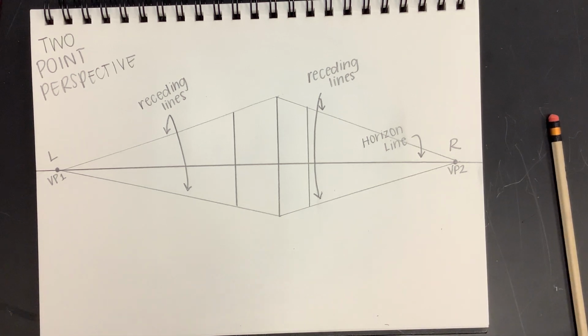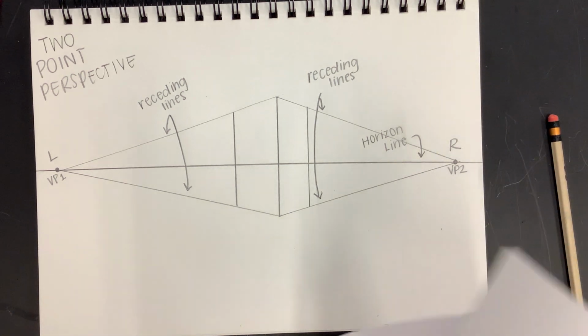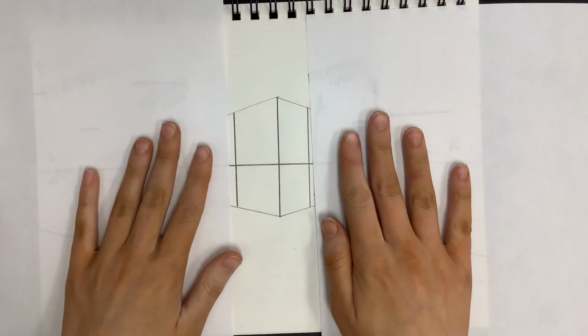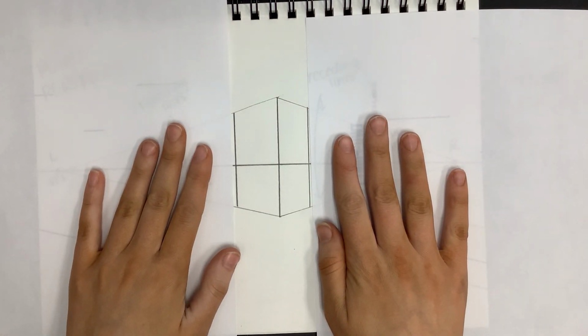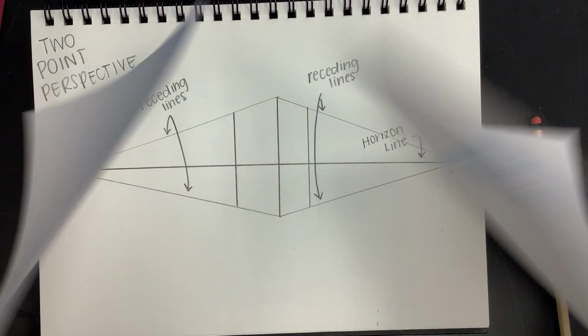Now, do you guys see if I cut off my receding lines, do you see how this looks like a box? Do you see that shape? Yeah. Yes. Very nice.